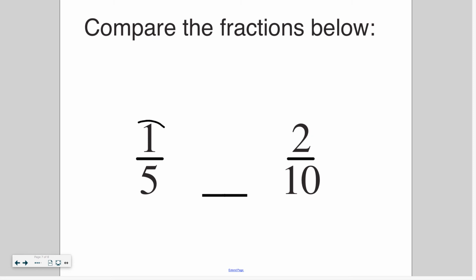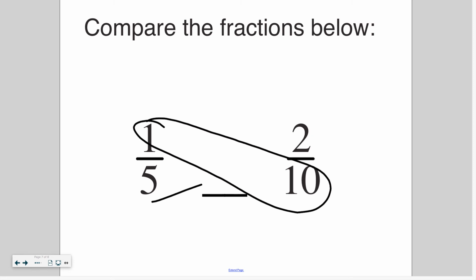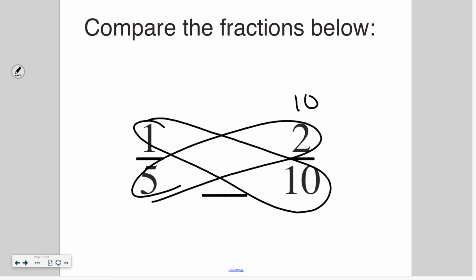All right, welcome back. So we're going to crisscross, make our butterfly wings, and multiply. 5 times 2 is 10, and 10 times 1 is 10. So these fractions are equal. 1/5 is equal to 2/10.